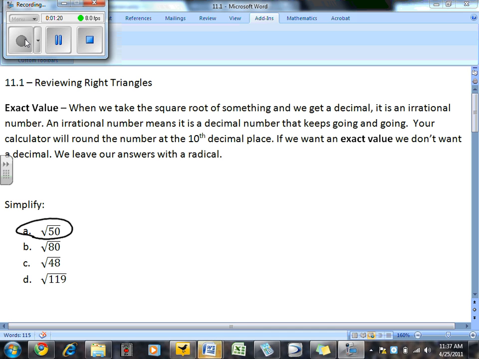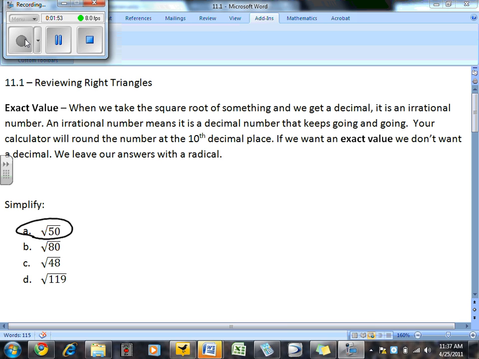What perfect square can I pick that goes into 50 evenly? By perfect square, I mean 2 times 2 is 4, so 4 is a perfect square. 3 times 3 is 9, so 9 is a perfect square. 4 times 4 is 16, so 16 is a perfect square. A perfect square has a square root that is a whole number. So 5 times 5 is 25, 6 times 6 is 36, 49 is a perfect square, 8 times 8 is 64, and so on.